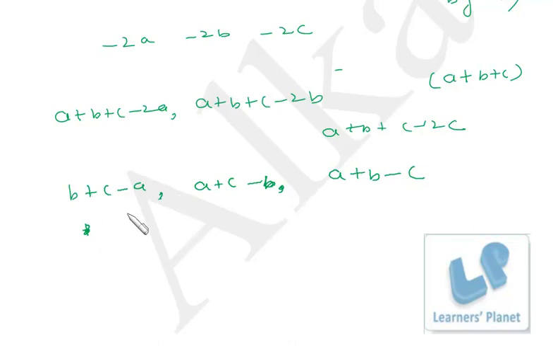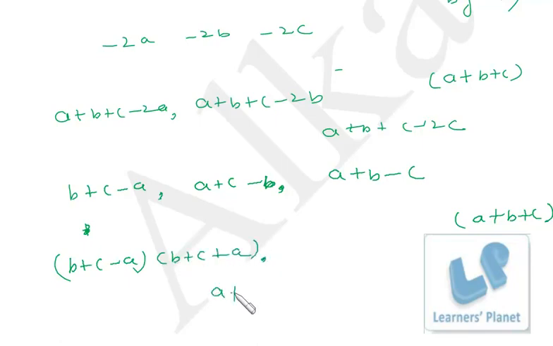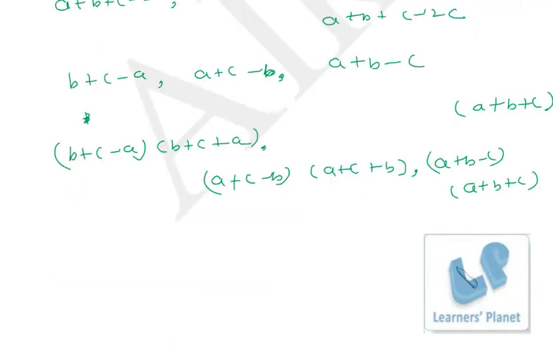Okay. Now if I multiply all of them by A plus B plus C, so what I'll be getting, B plus C minus A and B plus C plus A. Then A plus C minus B, A plus C plus B. Then it is A plus B minus C and A plus B plus C. So still they will be in AP.